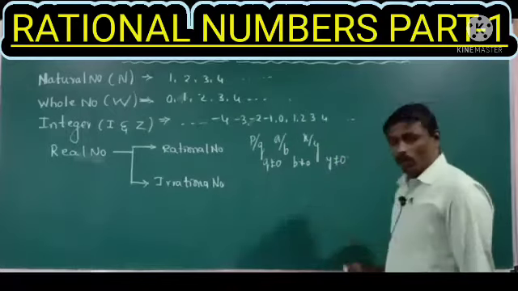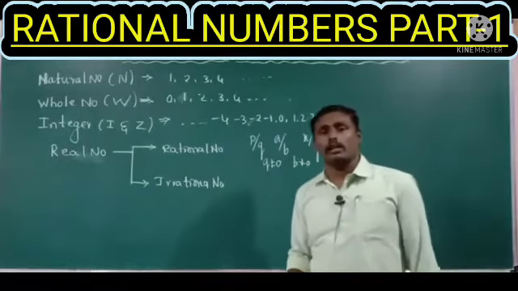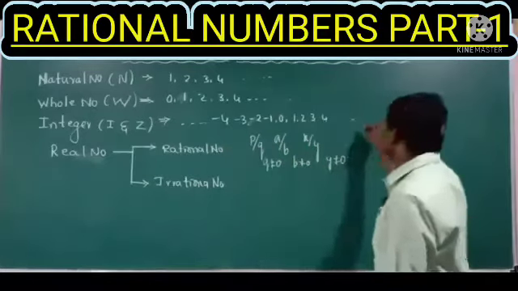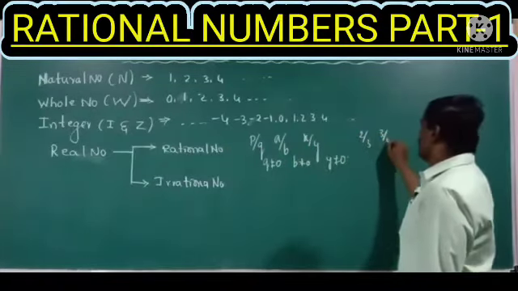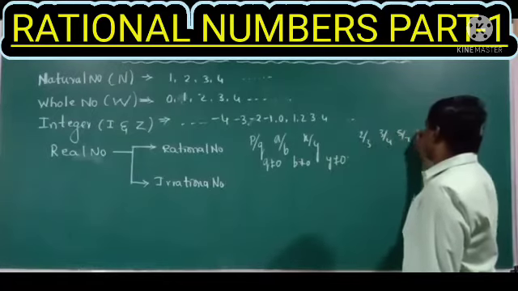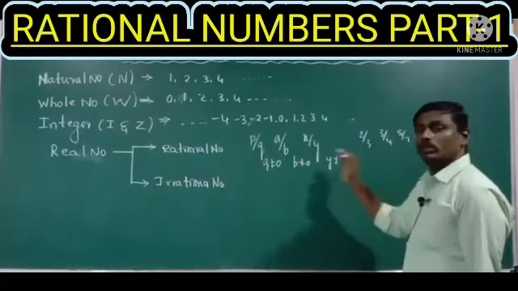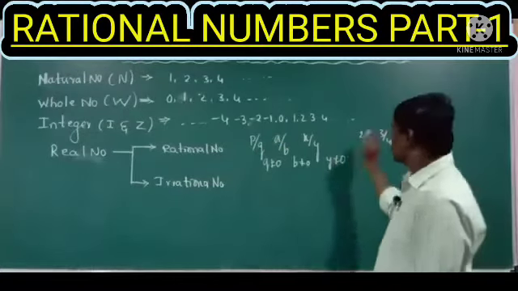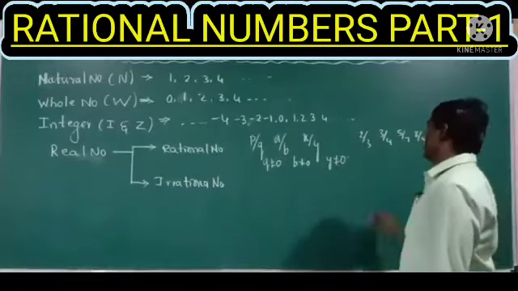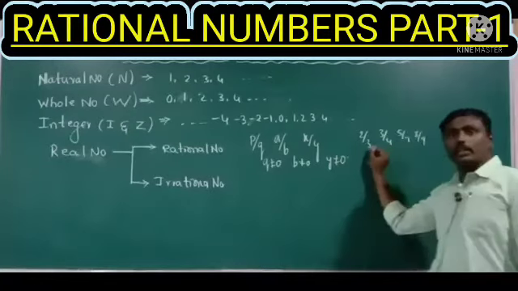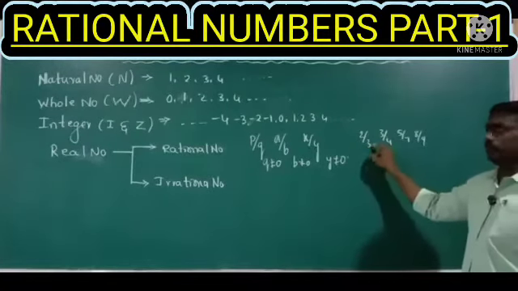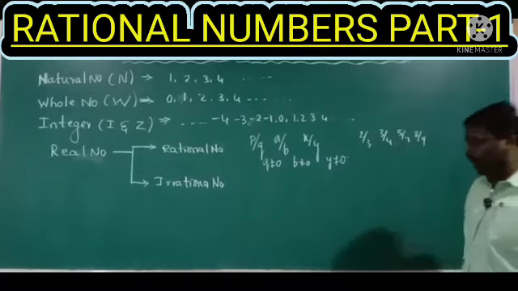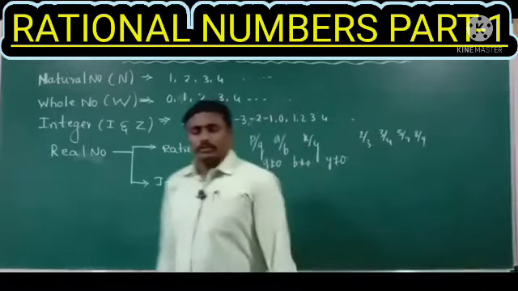For example, all the fractions that we write belong to the rational numbers: 2 by 3, 3 by 4, 5 by 7, 8 by 9. So these all are the group of rational numbers. These are examples for rational numbers, in which the denominators are not equal to 0, right?